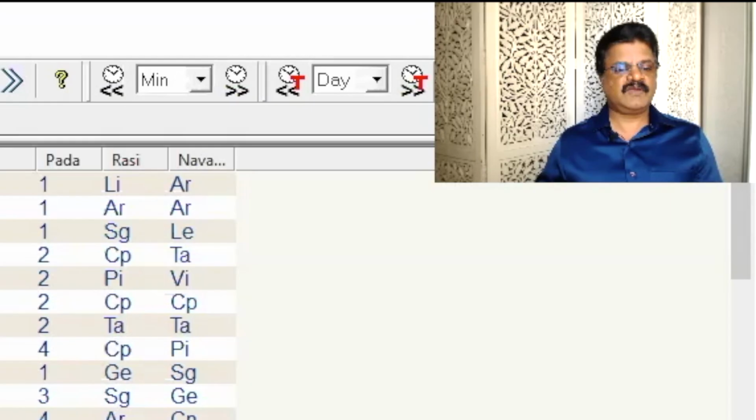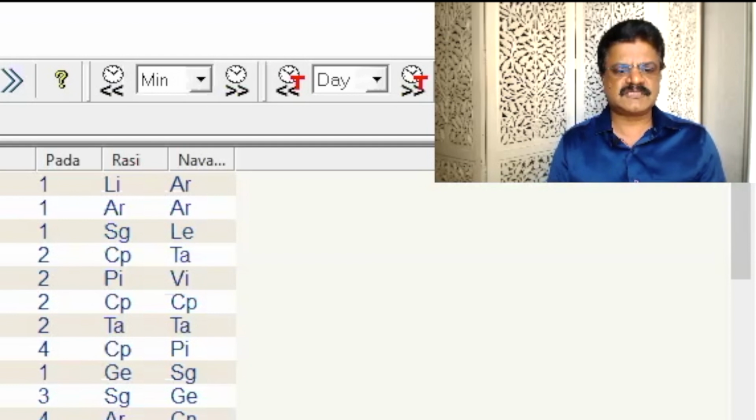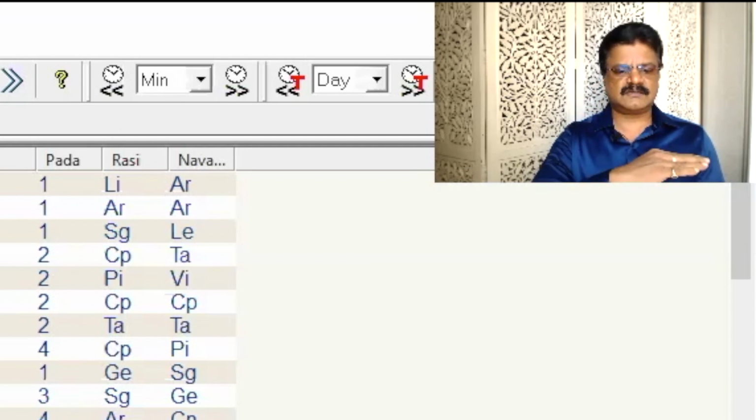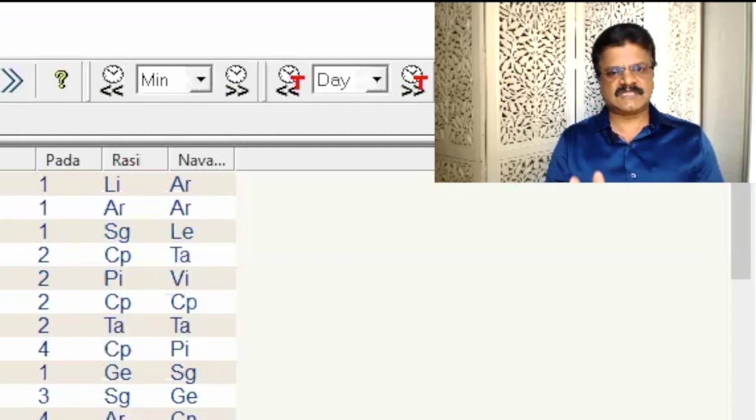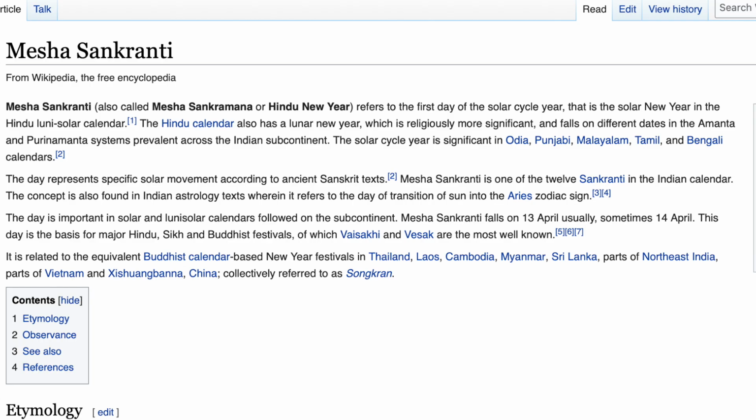So for this, let's look at Wikipedia. Mesha Shankranti. Now, why is it called Mesha Shankranti? Because Shankranti means the time, the point, it's related to the sun's movement from one side to another. And Mesha Shankranti means from Meena, the sun enters Mesha. That's why it's called Mesha Shankranti.